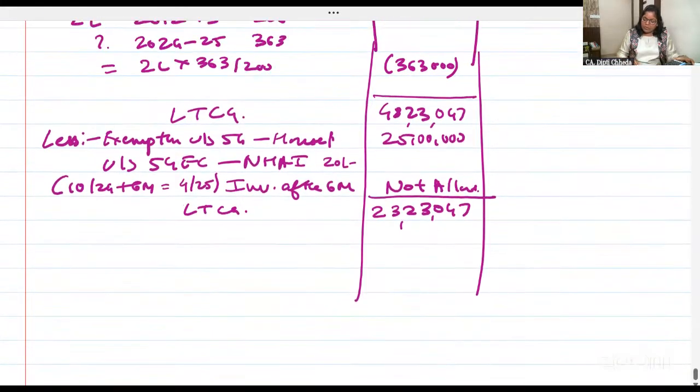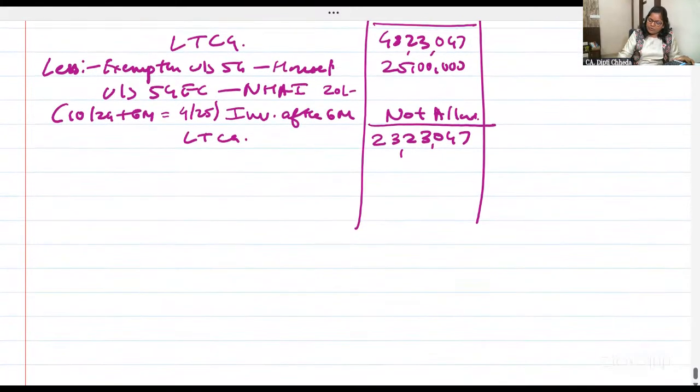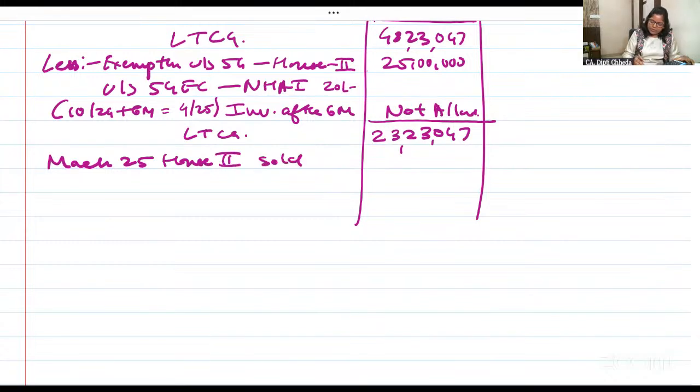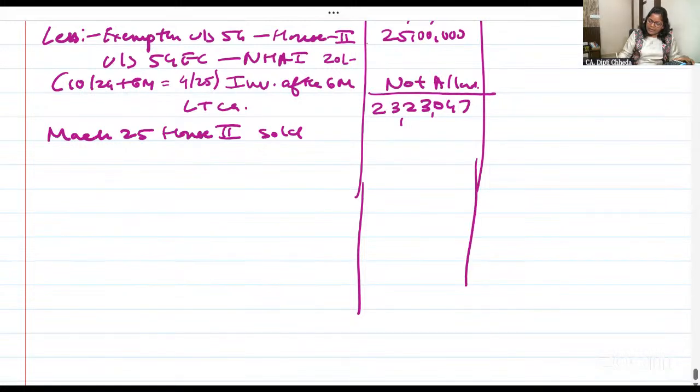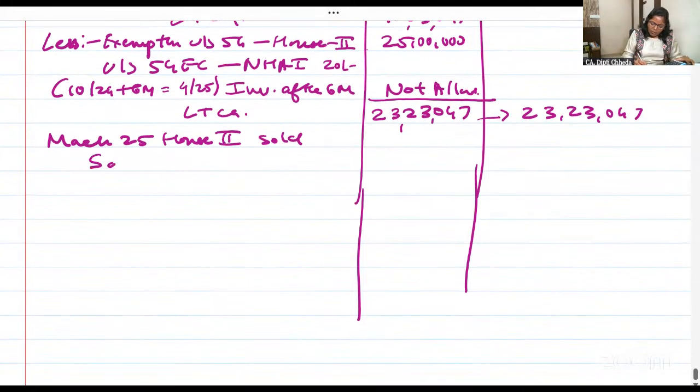Now, next what happened, you know? In March 25, this house is sold. I'll call it house 2. March 25, house 2 sold. So again now you will take. This is the final capital gain you can write here, 23,047. What is the sale consideration? Read the question. Now the second house is sold.